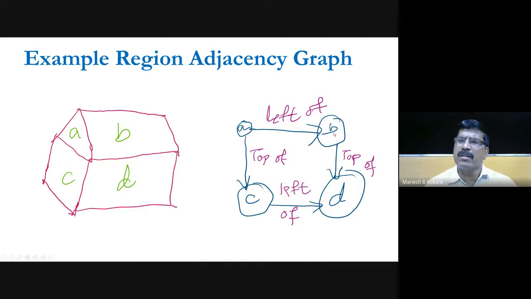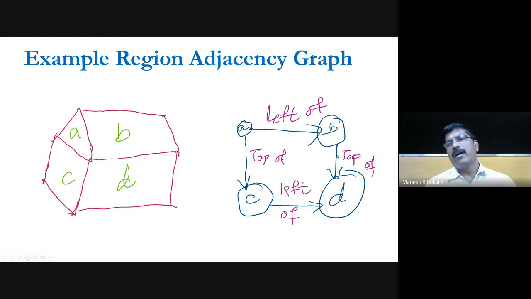Then B is at the top of D. So region B is at the top of D, and that's why this arrow is given. Then region C is to the left of D. Similarly, region A is top of C. So this information is there when you are constructing the region adjacency graph. It is a very simple method.